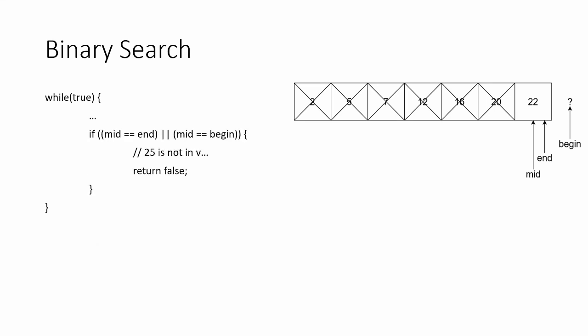And then lastly, we check if mid is equal to end or begin. So in this case, mid is equal to end. So, too bad, so sad. 25 is not in our vector v. So this search has ended in failure.